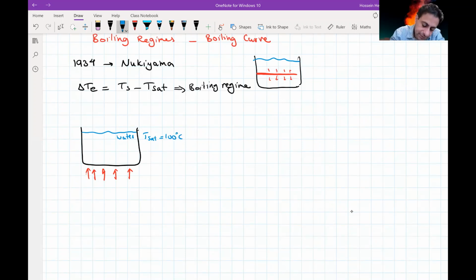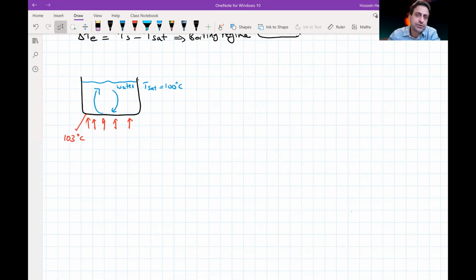Now, if we increase the bottom surface temperature to, let's say, 103 degrees C, slightly over the saturation temperature, the water close to this surface is heated up, but there is really no bubble formation. Because the density of the heated water decreases, we have some sort of convection occurring here. The heated water rises and is replaced by other water. This is what we call the natural convection boiling regime.